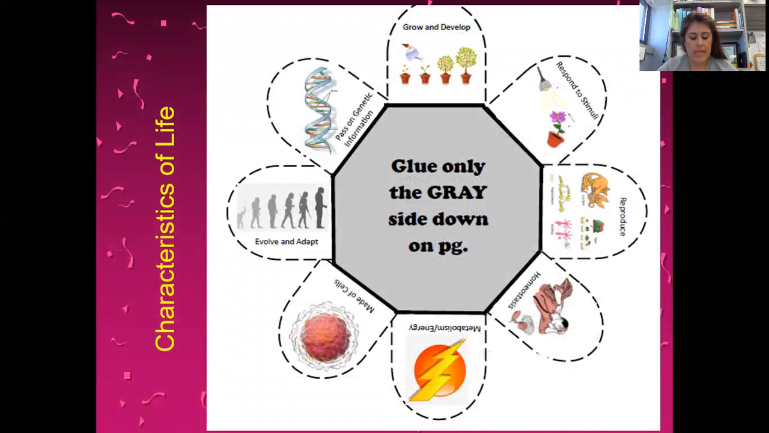So number 19 asks you, what are the 8 characteristics of life? I recommend you go back to this foldable that is in your interactive notebook. So just to review, all living things pass on genetic information in the form of DNA. They grow and develop. They also have the ability to respond to stimuli. They can reproduce. They have the ability to maintain homeostasis, which is a stable internal environment. They either convert or create energy. They are made up of cells, and finally, they can evolve and adapt.